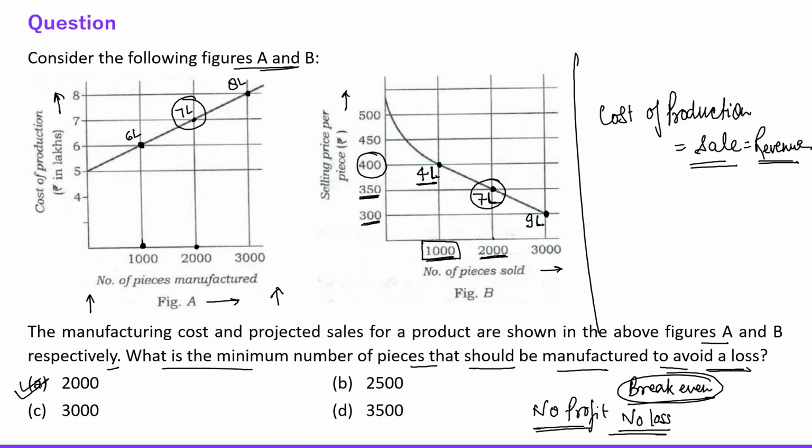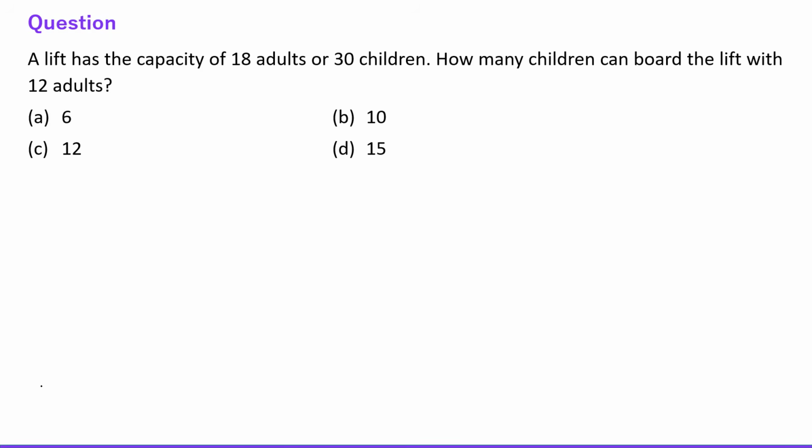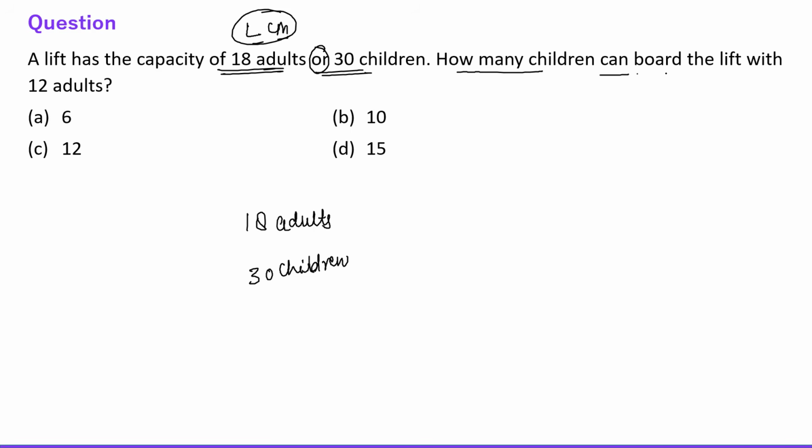Now let's talk about the next question. The next question says a lift has the capacity of 18 adults or 30 children. See everyone, we are going to solve this question with the help of the LCM approach. How many children can board the lift with 12 adults?